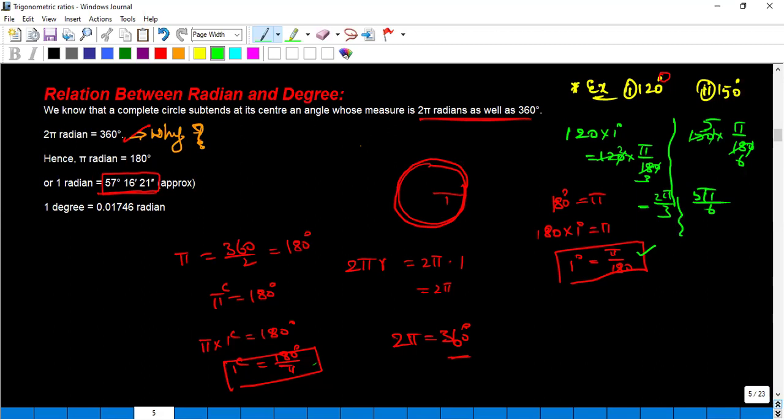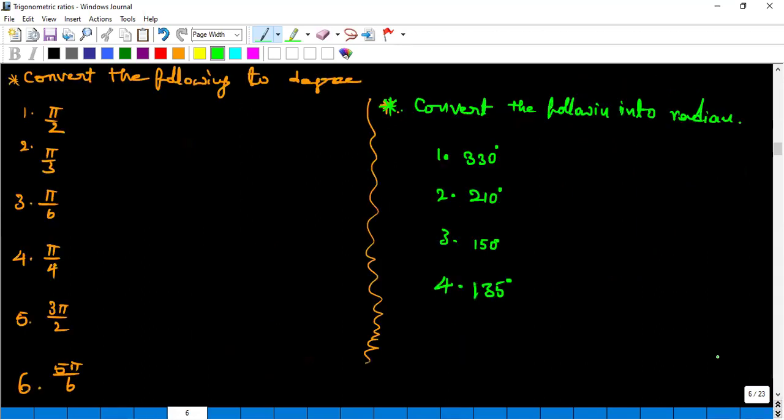Let us see some examples over here. What is pi by 2? Just instead of pi, you substitute 180, you will get the answer. 180 by 2 is nothing but 90 degrees. Pi by 3 means 180 by 3, which is 60 degrees. Pi by 6 means 180 by 6, which is 30 degrees. Pi by 4 means 180 by 4, which is 45 degrees.